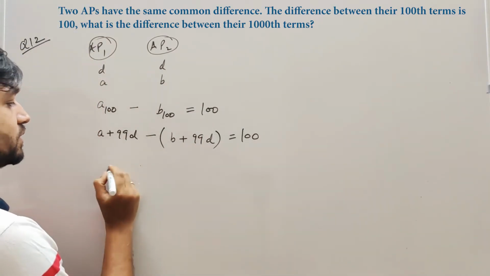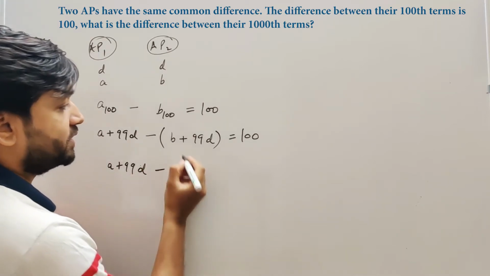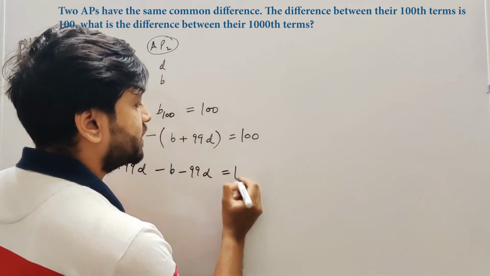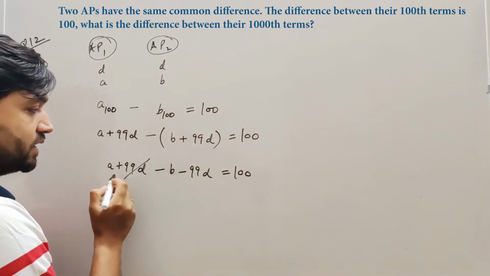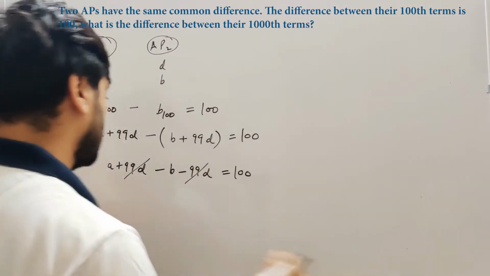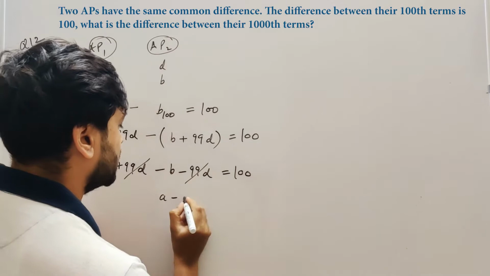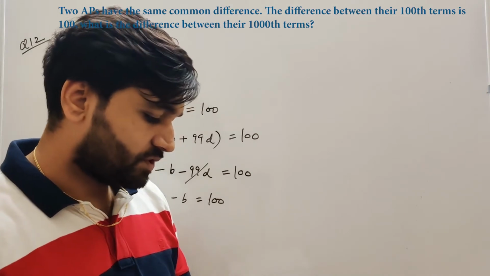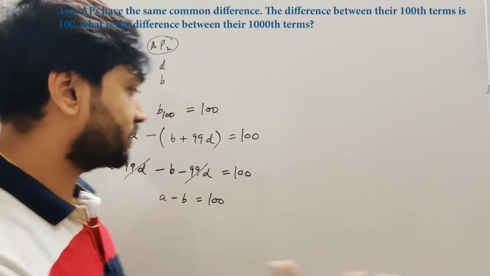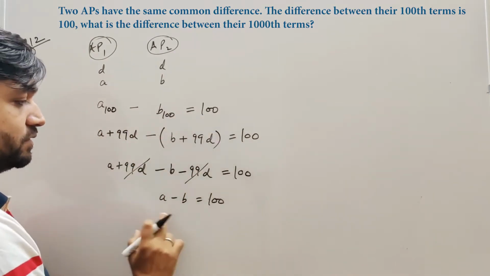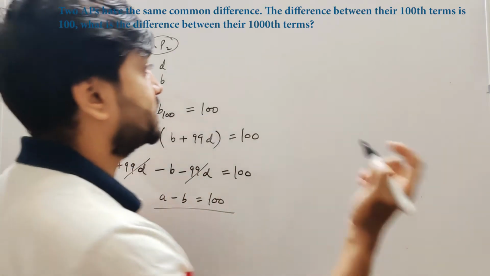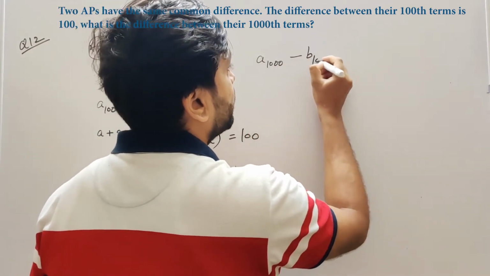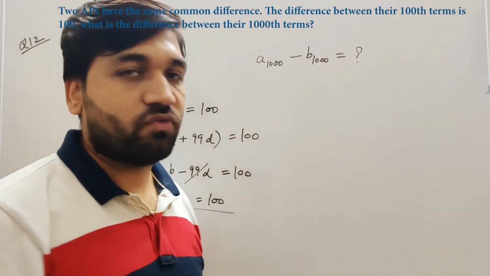We simplify this equation. So A plus 99d minus, I open the bracket so signs will change inside. It will become minus B minus 99d is equal to 100. So you observe 99d minus 99d will cancel out. What you're left with is A minus B equals 100. The question is, what is the difference between their 1000th terms? So using what is given, we have got this result. So A1000 minus B1000 is what we are supposed to find.